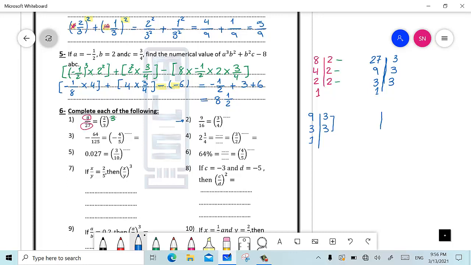And let's go now for the 16. 16 divided by 2 is equal to 8. Divided by 2 is equal to 4. Divided by 2 is equal to 2. Divided by 2 is equal to 1. Here I have 4 in the denominator. Don't forget that each two 2's give me 4. So if I have a closer look, I will find that 4 is also repeated 2 times. So this means that 3 over 4 is to the power of 2.